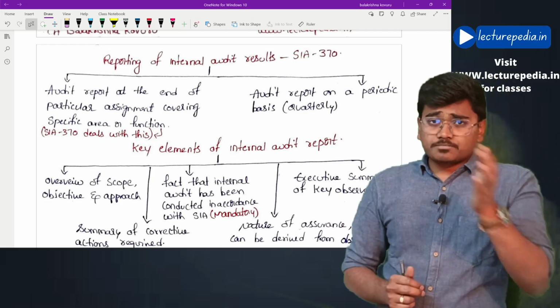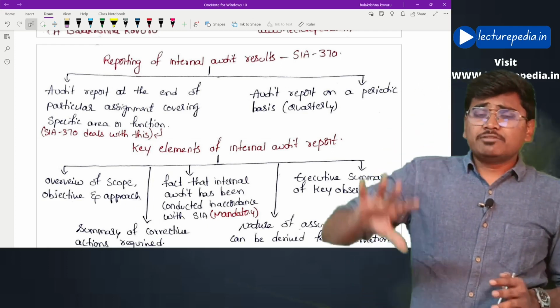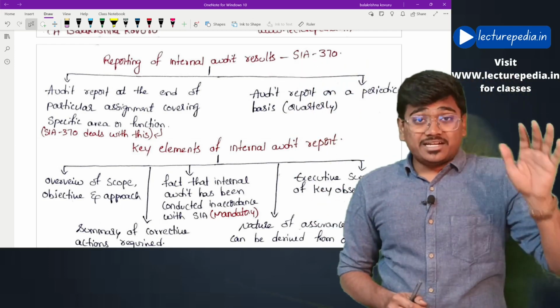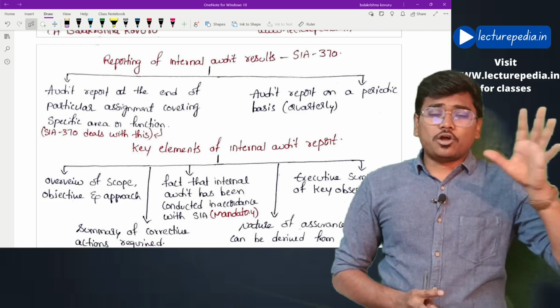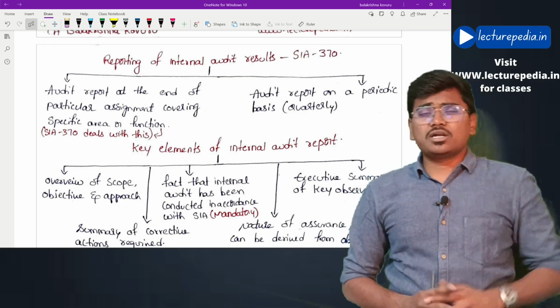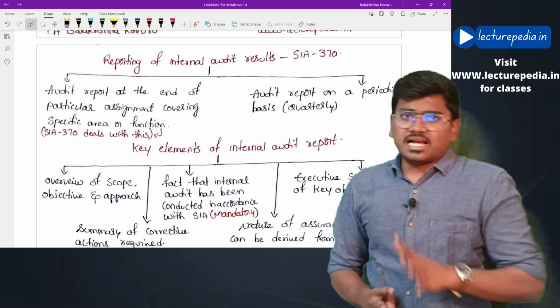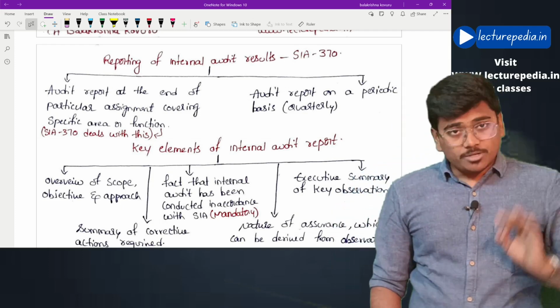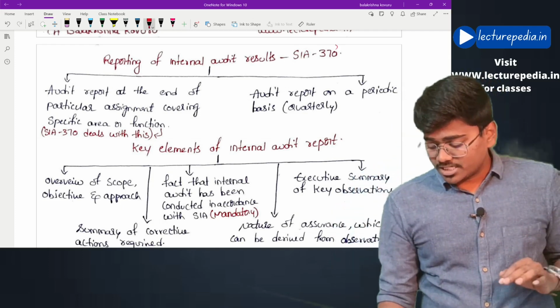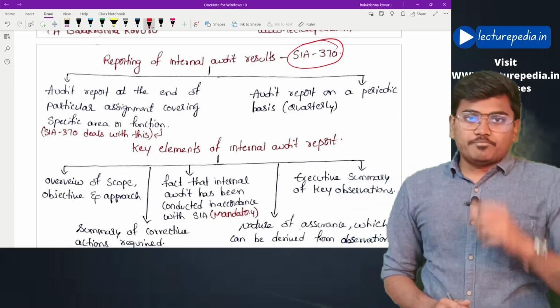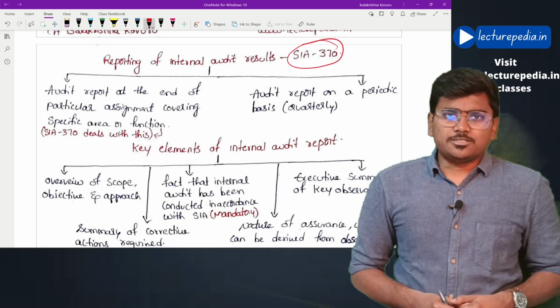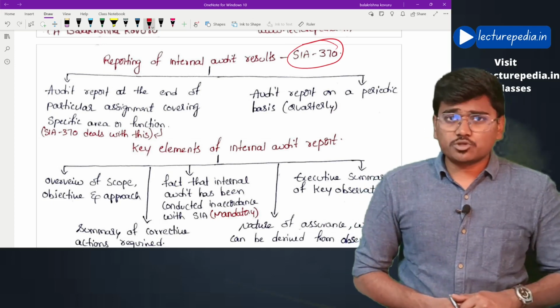Basically, standards on auditing deal with statutory audit, and for internal audit there are separate standards on internal audit. Even these standards on internal audit are issued by our ICAI only. Now there is one particular standard on internal audit, that is SIA 370, which deals with reporting. As per this SIA 370, there will be two types of reporting.